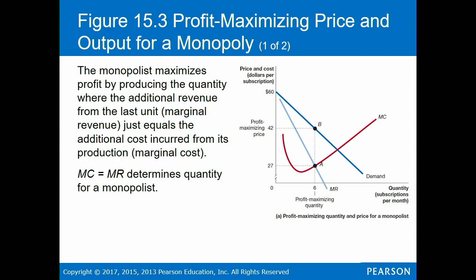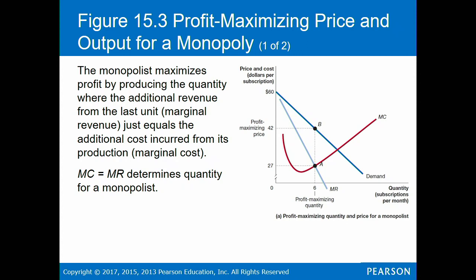Even though marginal revenue equals marginal cost is where monopolists are going to maximize their profits, that's where they're going to choose to produce, just like before, they're going to be charging a higher price. They're going to choose their pricing based off of where that profit maximizing quantity hits the demand curve.